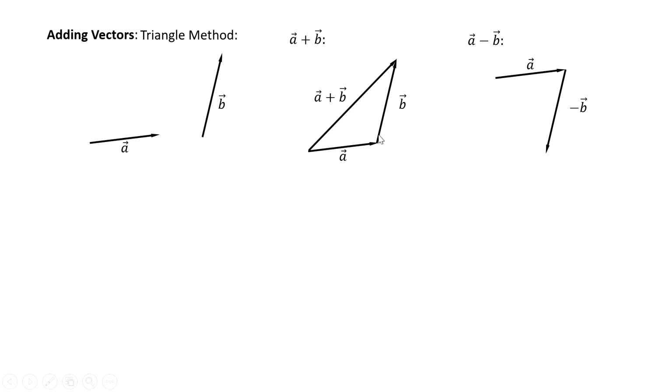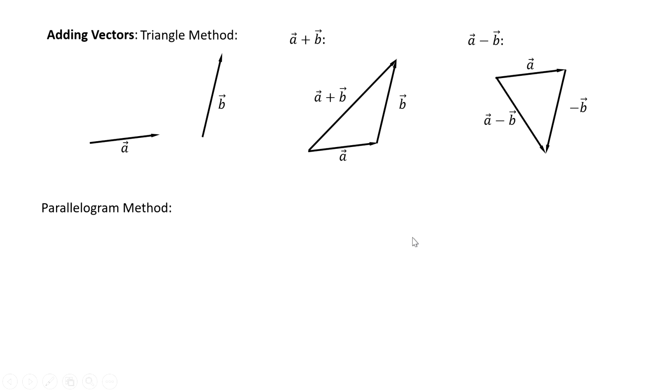Same magnitude as B, but direction is opposite, right? Pointing downward and to the left. And then, as before, join the tail of A with the head of negative B. Voila, you get A minus B. Cool? All right.